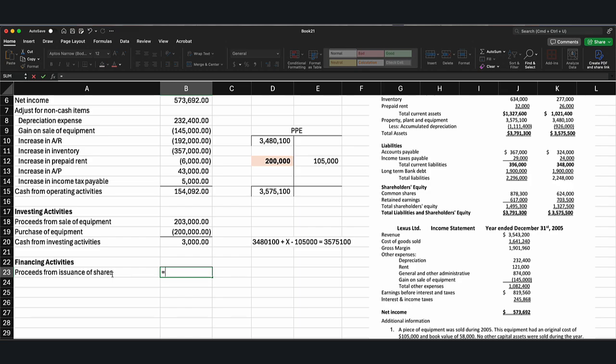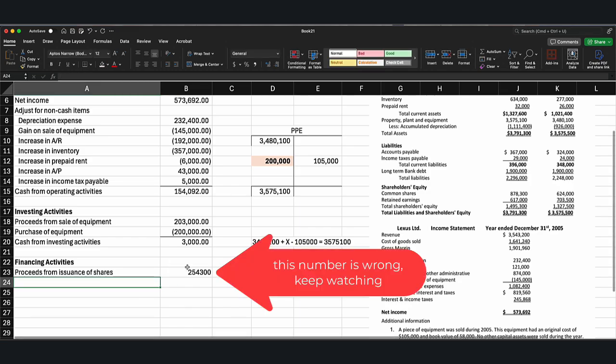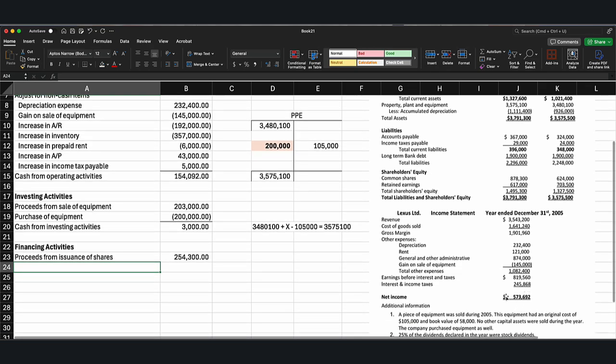I'll just take that difference, 878,300 minus 624,000. I received $254,300 in cash for my shares. Retained earnings started at 703, ended at 617. So that's interesting, right? Although we had a profit of over 500,000, our retained earnings fell.